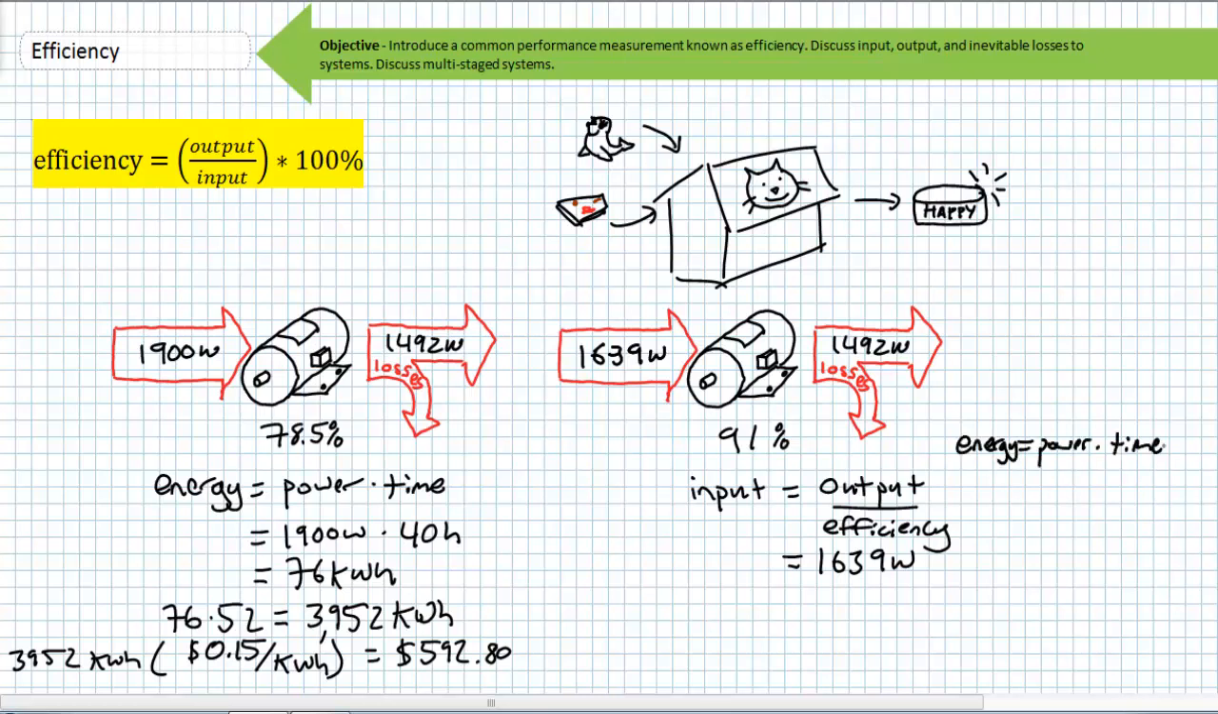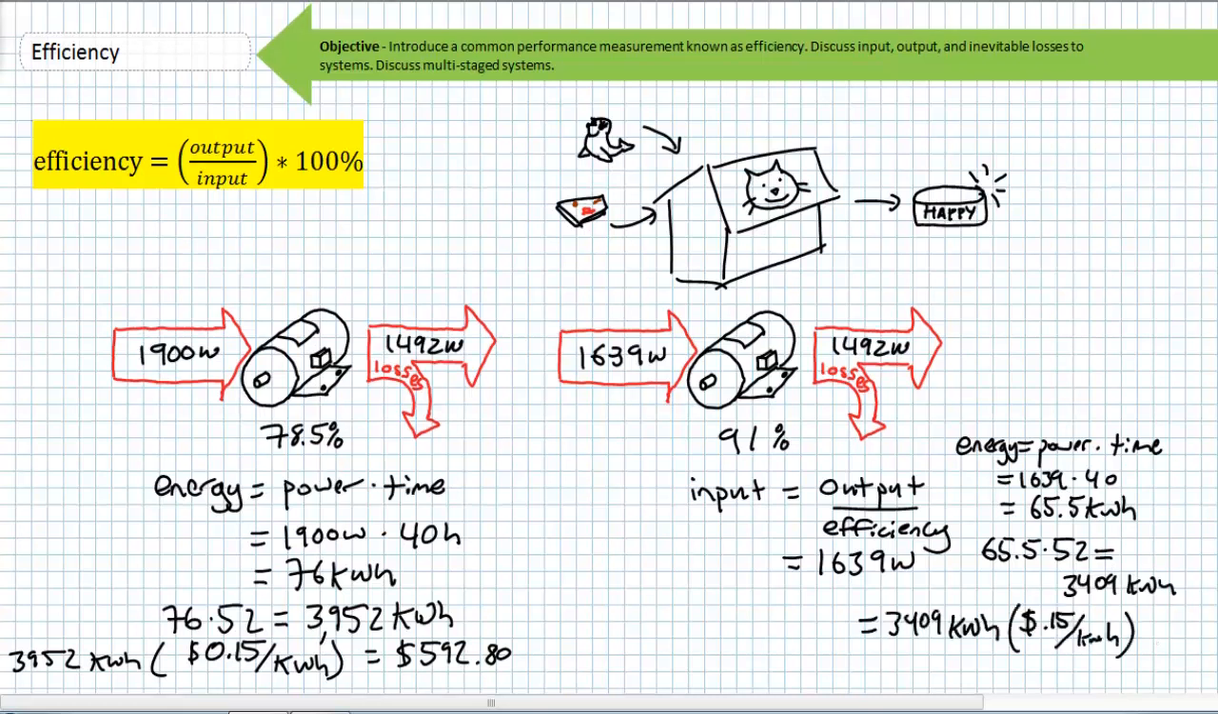Now, solving for our energy use, we realize that energy is power times time. 1,639 watts used for 40 hours a week yields 65.5 kilowatt hours for that work week. If we did 52 work weeks for a year, annually we'd consume 3,409 kilowatt hours. If we were charged 15 cents per kilowatt hour, 3,409 kilowatt hours would annually cost us $511.35. In this case, we saved $81.45 in energy costs over the course of a year just by using a slightly more efficient motor.